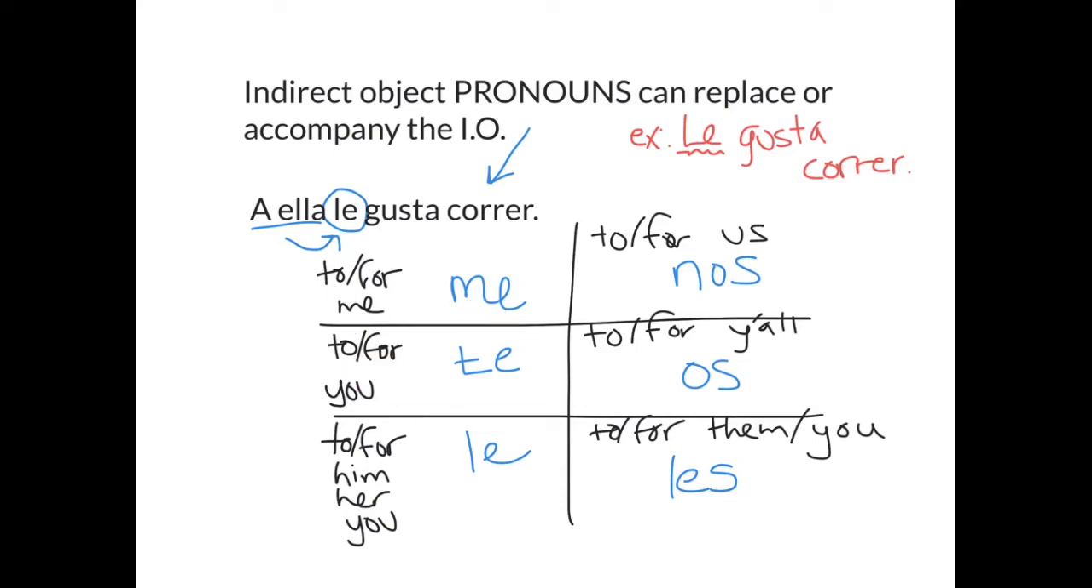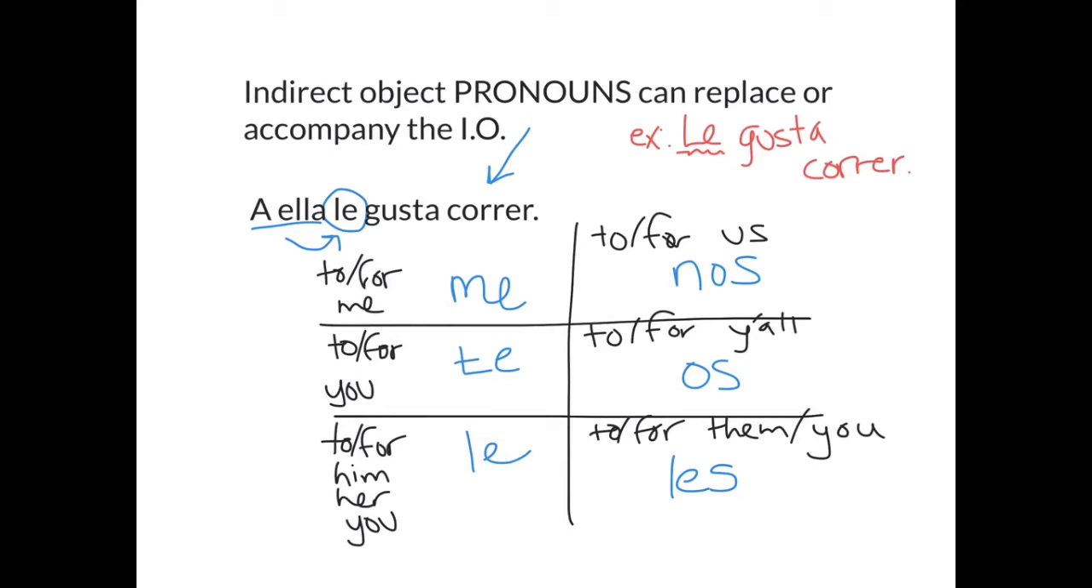To or for you, te. To or for him, her, or it could be you, formal like usted, le. To or for us, nos. To or for y'all, os, remember that would be in Spain for vosotros. To or for them, les, and that also includes ustedes for las as well.